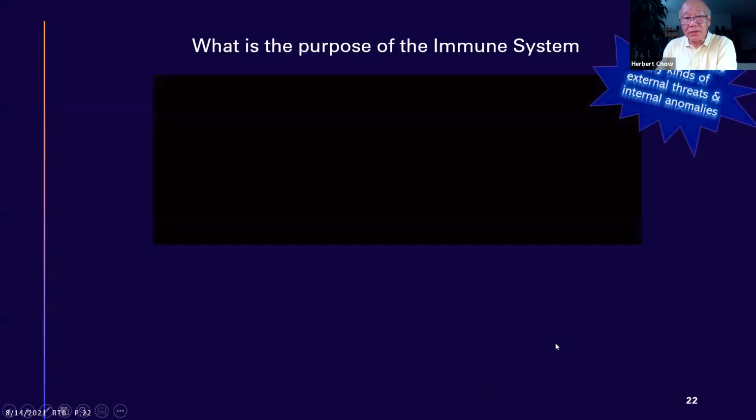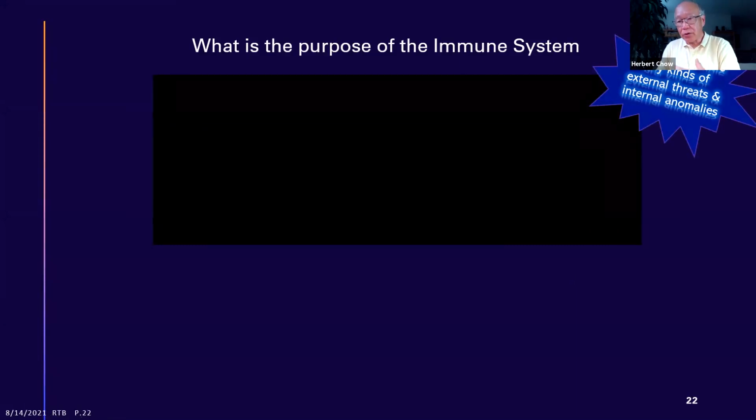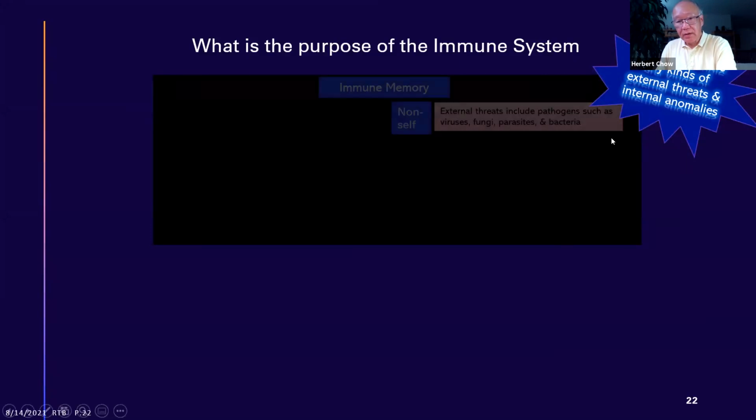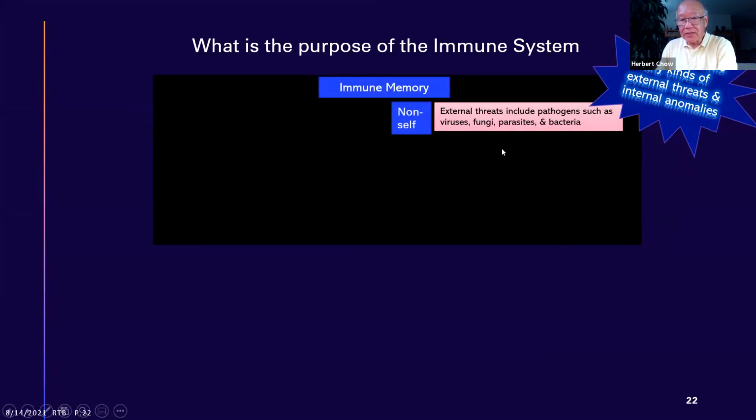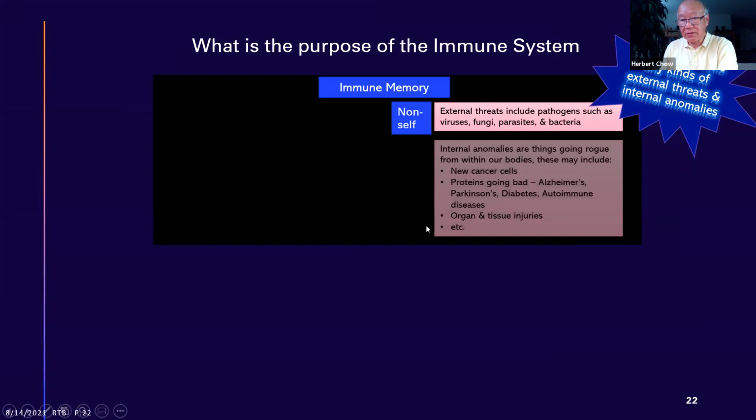So what's the purpose of the immune system, right? The immune system is designed to handle all kinds of threats, internal to our body and external to our body. External to our bodies are the viruses, the fungi, the parasites, the bacteria, and these are what I call non-self, right? They are not part of us. They are something that invades us. And then internally, there is also something that is not part of what we got from day one when we were a baby. A cancer cell is not one of them. A cancer cell is a foreign cell, right?